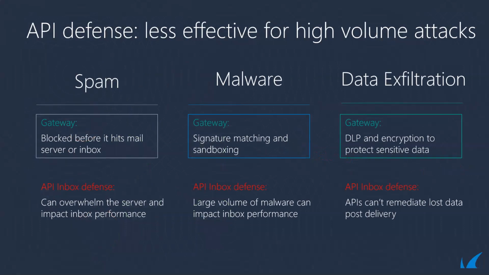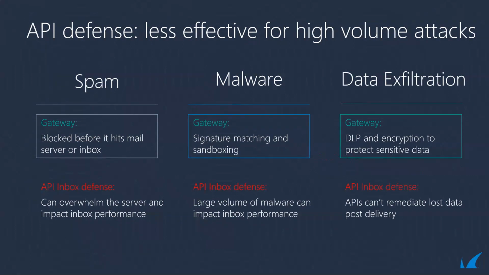Again, just back to our other review slide, what's good for the API defense versus what's good for the gateway. The API inbox defense is not really effective for those high volume attacks, because it can easily overwhelm an inbox if it has to scan all these new things constantly and everything is allowed to be delivered. So the conclusion we need to reach is that both the gateway and the inbox protection are needed to be effective. That's really what we want to stress here.